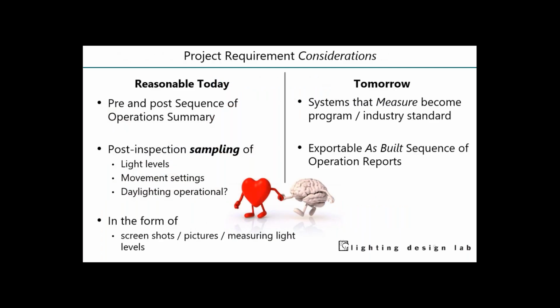What I think is a more reasonable approach for utilities to take today is to require a pre and post sequence of operations. That way, before the project happens, they have a plan. And when it's done, you can get an as-built and see if it changed. Then you have something that you can go measure and verify against. It might require that you take some light level readings to verify that high-end trim was done. Documenting that movement settings were done can happen via some screenshots of the tool. Daylighting is also something you could configure that way.